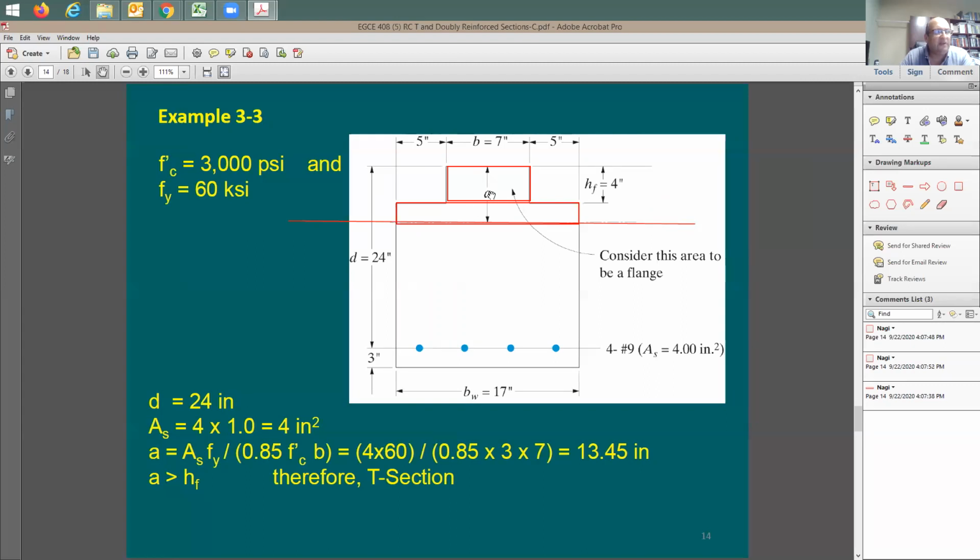The stress over the entire area in compression is going to be 0.85 f'c. So if you have two areas here, if you like to call this A1 and this A2, over A1 you're going to have 0.85 f'c. To find the force, you just simply multiply by A1. Same thing for the second area. The second force, C2, is going to be 0.85 f'c times A2.